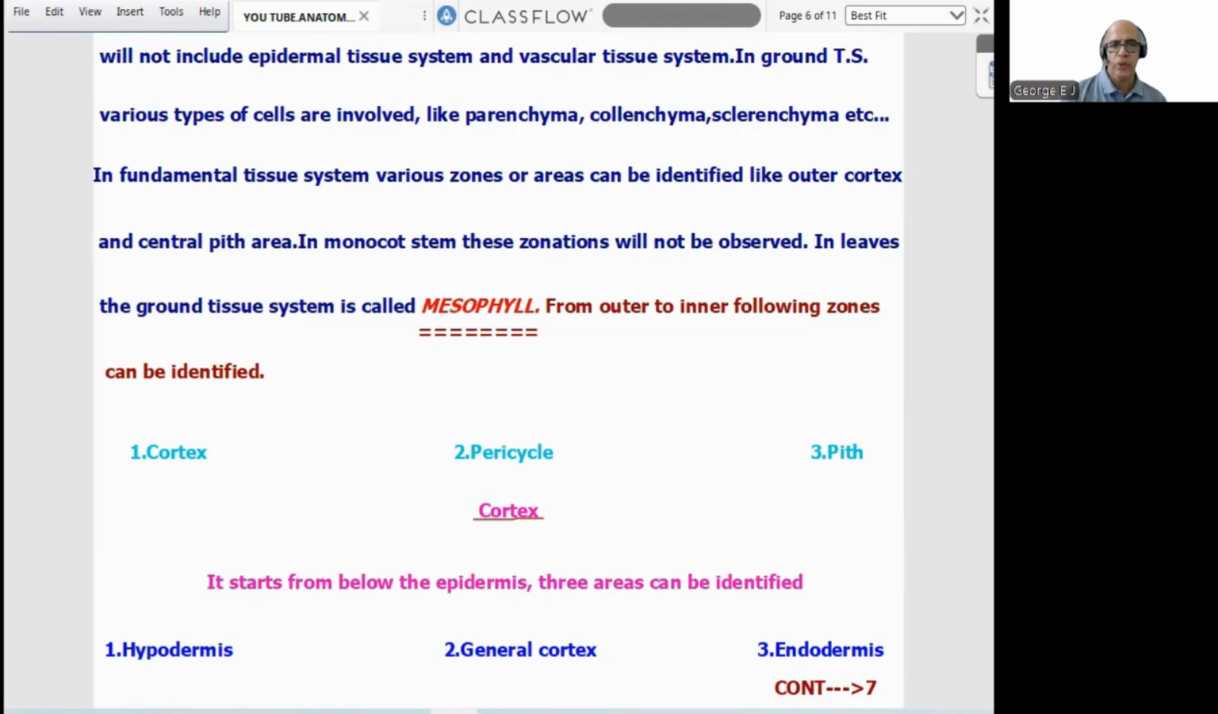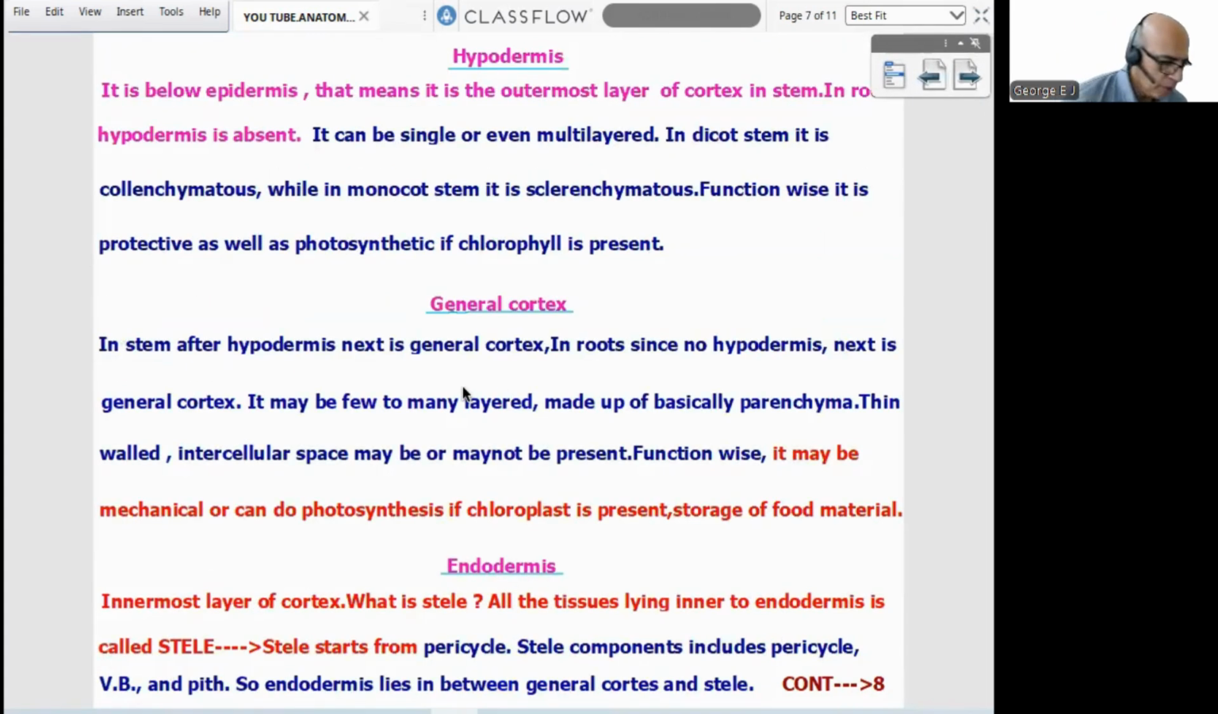Everything is marked there. First is cortex. Cortex starts from below the epidermis. Three areas can be identified below the epidermis. One is the hypodermis, then the massive area general cortex, then the endodermis. So next is the hypodermis. When we come to hypodermis, hypo means below. So it is below the epidermis. That means the outermost layer of cortex in stem.